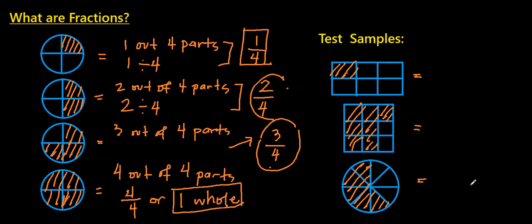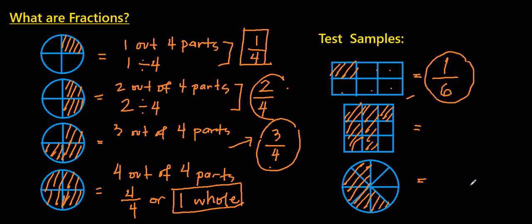So number 1, we have 1 part over how many divided parts? 1, 2, 3, 4, 5, 6. 6. So therefore, the fraction for this image is 1 out of 6, or 1 over 6.